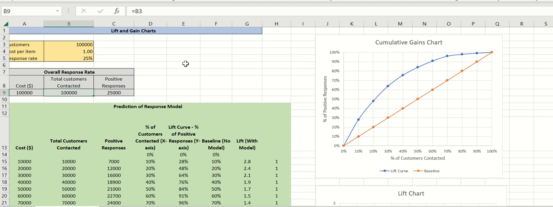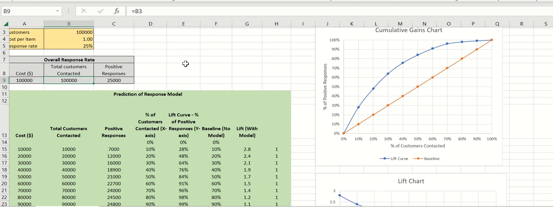But we want to know if there's a better way to get a high number of responses, but contact far fewer customers, because every marketing campaign we do, whether it's sending batch emails or flyers in the mail, costs money, right? So if we don't have to contact all of our customers, then we want to find a model that will group for us the most likely to respond, and we'll focus on those customers instead.